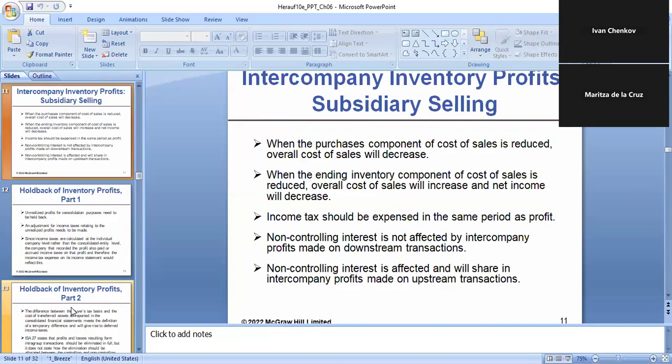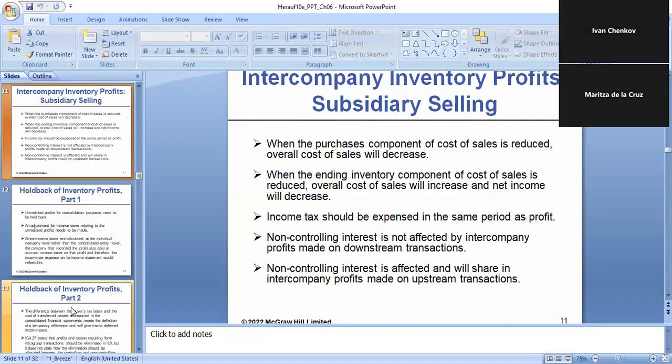Now, when the purchase component of cost of sales is reduced, overall cost of sales will decrease. When the ending inventory component of the cost of sales is reduced, then again, overall cost of sales will increase and the net income is going to decrease.